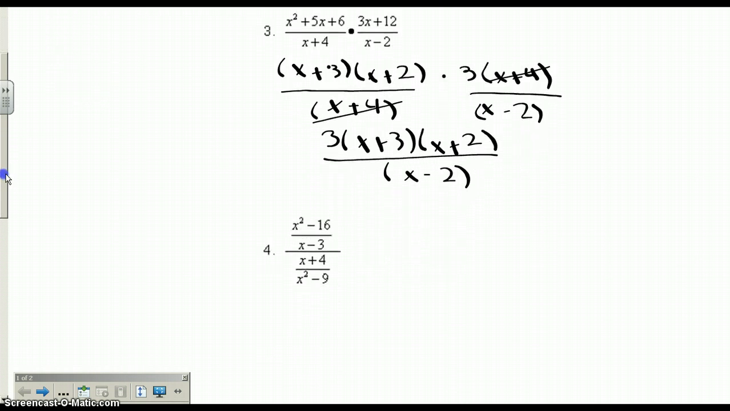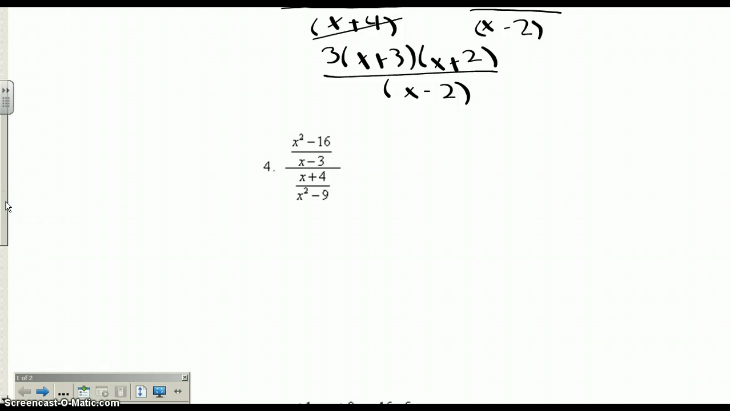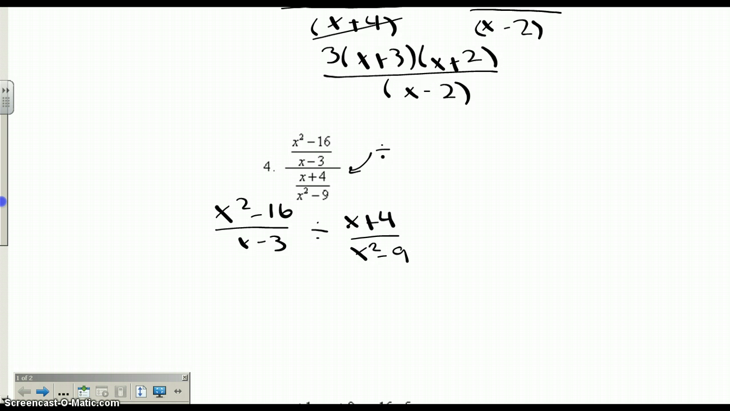Problem number 4. This is a complex fraction. Whenever you see these problems, rewrite this symbol as a normal division symbol, because when some of you visualize that, it's easier to see. So I have my x squared minus 16 over x minus 3 divided by that bottom fraction there, x plus 4 divided by x squared minus 9. And now I'm going to factor and flip.